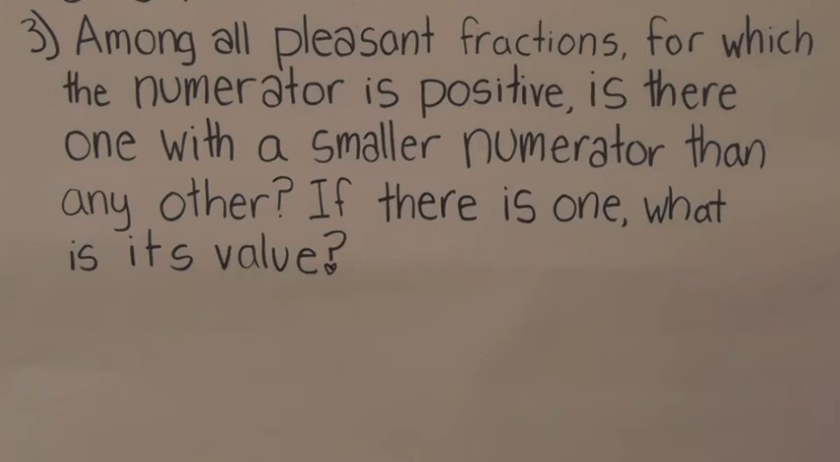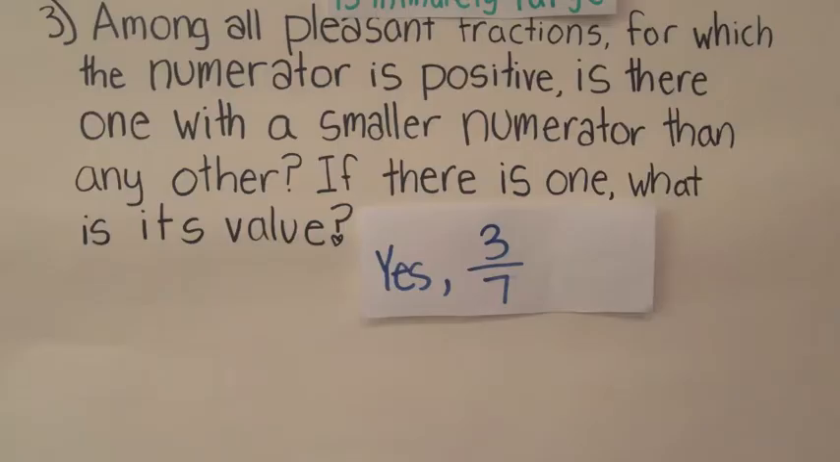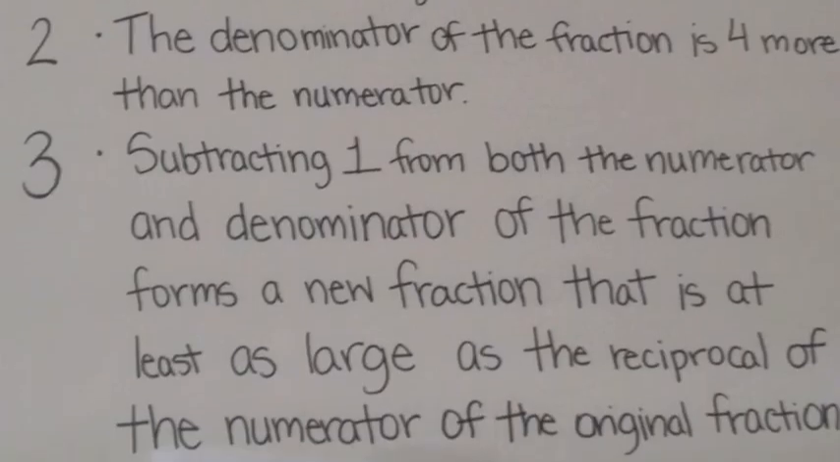Now looking back at the pleasant fraction properties, number 2 tells us that the denominator of the fraction is 4 more than the numerator. So if the numerator is 3, we can add 4 to that to get 7 as the denominator and get a pleasant fraction of 3 over 7. Now we have successfully solved the pleasant fraction problem.